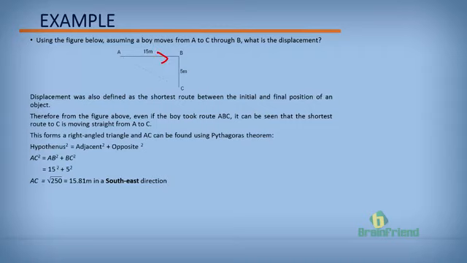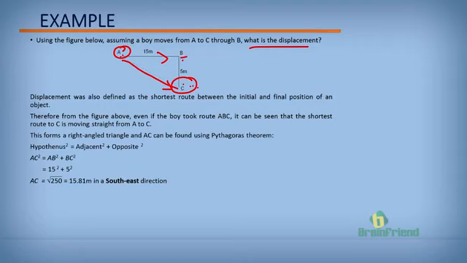Using the figure below, assuming a boy moves from point A to point C through B, what is his displacement? Now, this is the initial position, this is his final position. He went this way, he went from point A to point B, and then to C. But we said displacement is the shortest route from the origin to the destination. He went this way, but he could have just gone this way. Distance is the actual path taken, but displacement is the shortest route from your origin to your destination.